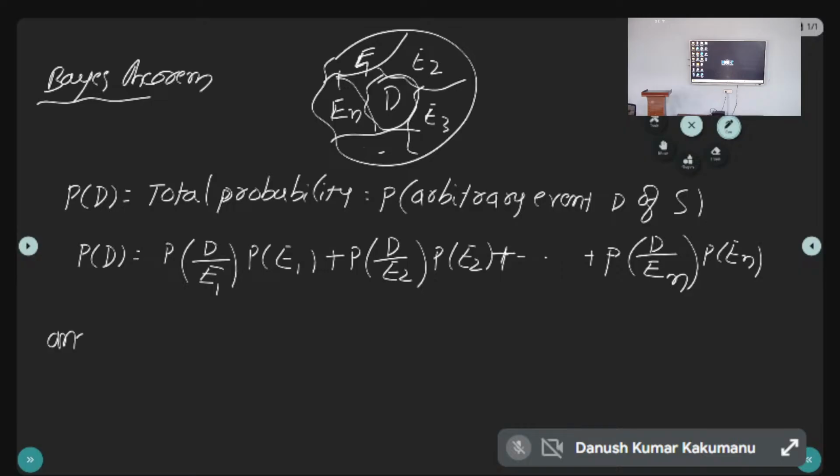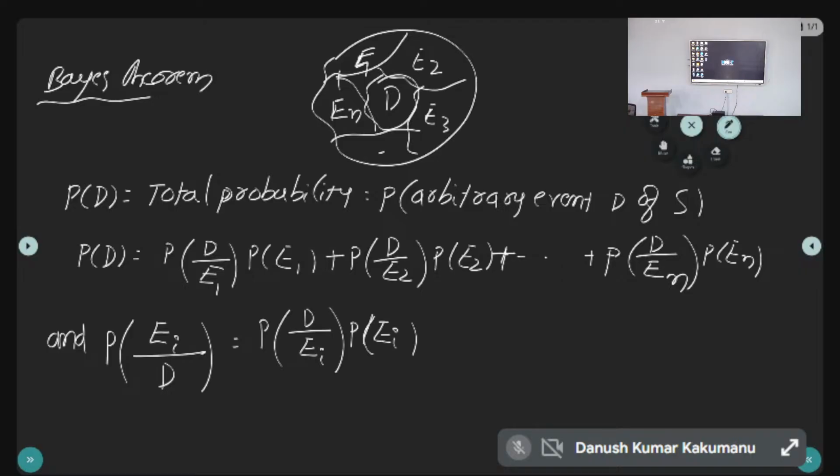And P of the already occurred event, the arbitrary event. One event has already occurred. The probability that it is from type A, it may be from E1, or they can ask from E2, or from E3 or E4. So I will write Ei. Ei means it may be E1 or any other. P of Ei by D is P of D by Ei into P of Ei, divided by P of D as the denominator, with i equal to 1 to n. Is it?